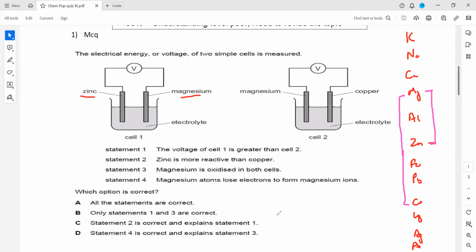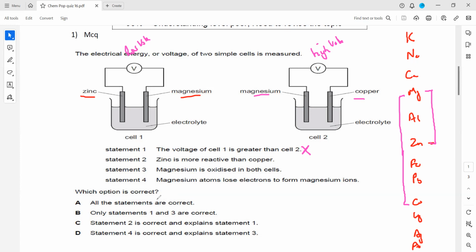So when we check the options, the question is which statements are correct. Statement 1, the voltage of cell 1 is greater than cell 2. That is wrong. Why? Because here we are using zinc and magnesium, which have a smaller difference in reactivity as compared to magnesium and copper, which have a larger difference. So cell 2 will produce higher voltage as compared to cell 1, which will produce lower voltage. So statement 1 is wrong.